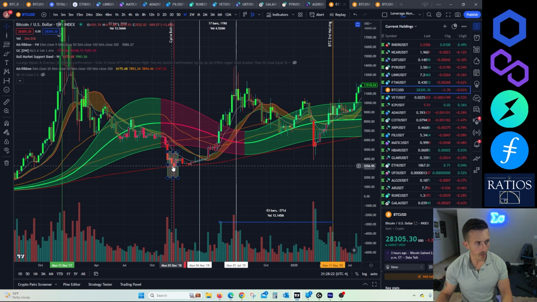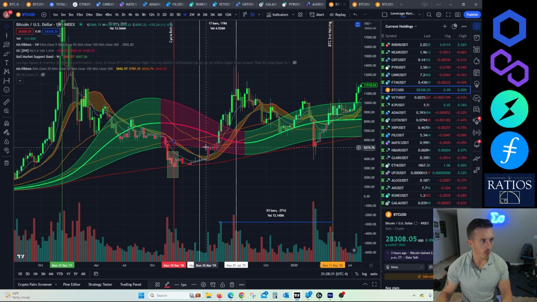So we see the bottom here around $3,000, let's say. Break of the Gaussian channel, straight up past the median. There's no test of the median, straight up past it. Back to almost the median, busting through the Gaussian channel, retesting the Gaussian channel, and straight up.